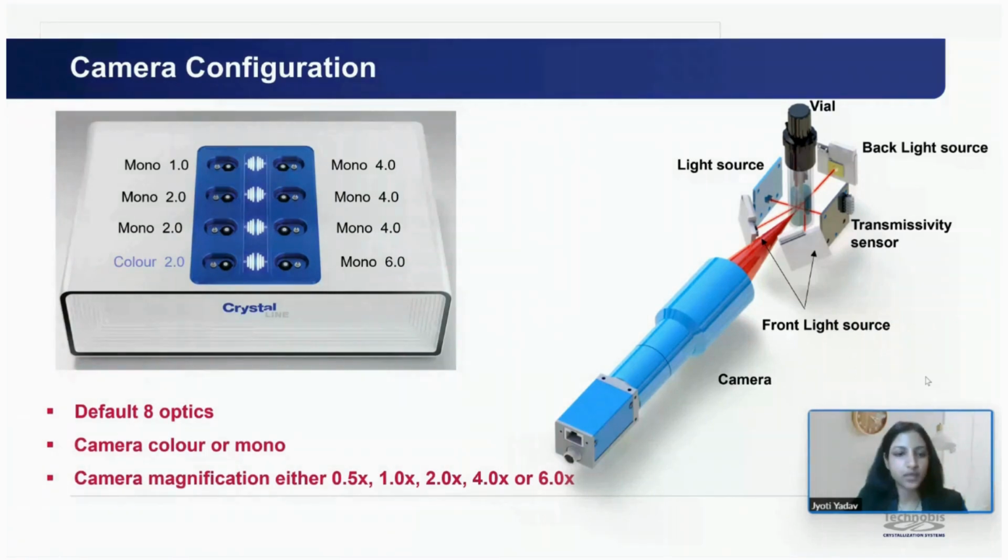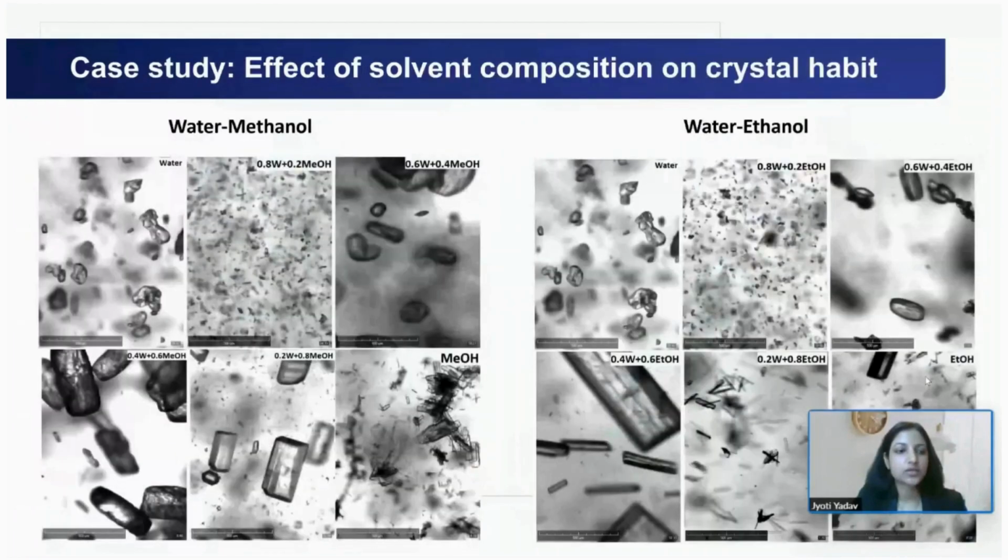Next. This is a case study to see the effect of solvent composition on crystal habit. These are the images taken during a cooling crystallization experiment of ascorbic acid in a water-alcohol binary solvent system using the Crystalline instrument. The effect of solvent composition on crystal habit can be clearly noticed here. More cubic-shaped crystals were formed in water, and with an increase in alcohol composition, more elongated crystals were formed, resulting in rod-shaped crystals in methanol and in pure ethanol.